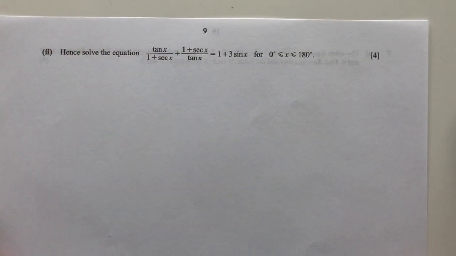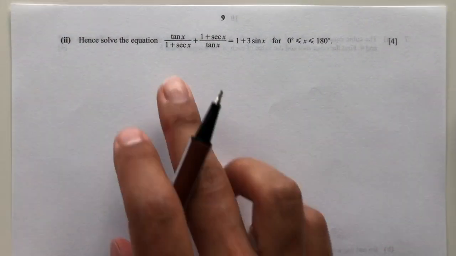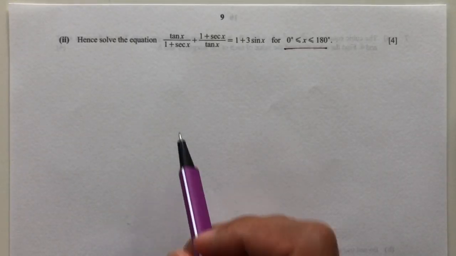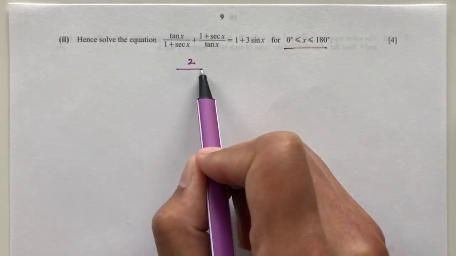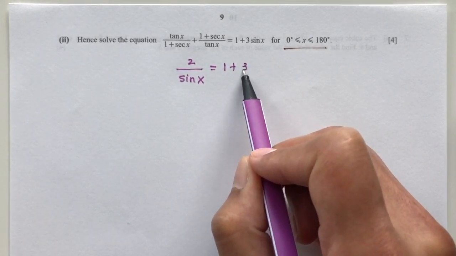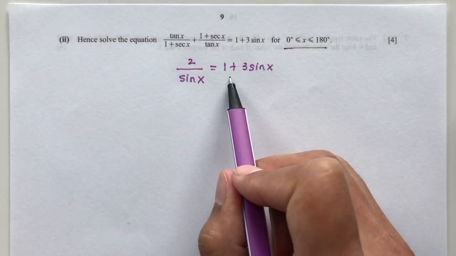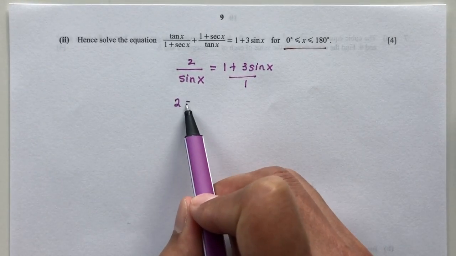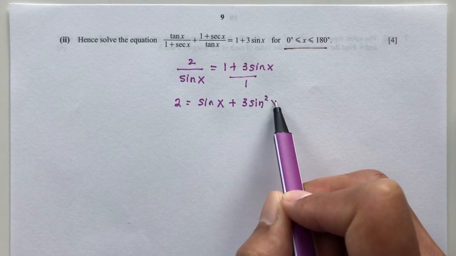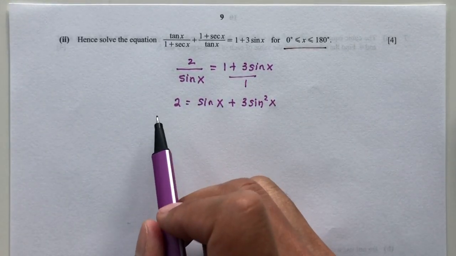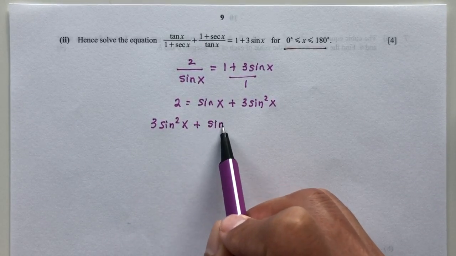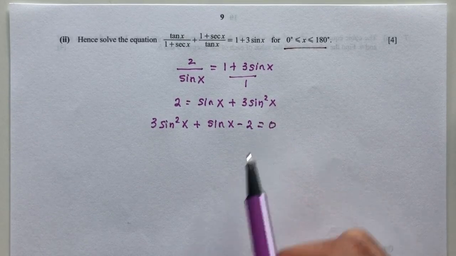Now part 2 says, hence solve the equation, this equal to this, for x between these values. As we know, this is equal to 2 over sin x from part 1, equal to 1 plus 3 sin x. The first step is always to cross multiply. You'll have 2 equals sin x plus 3 sine squared x. Now bring everything to one side. You will have 3 sine squared x plus sin x minus 2 equal to 0.